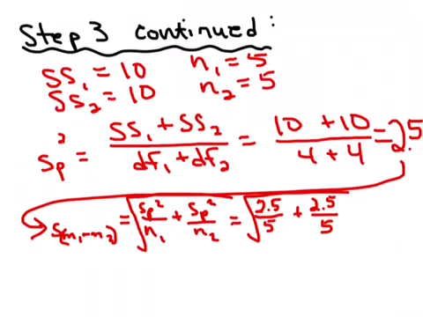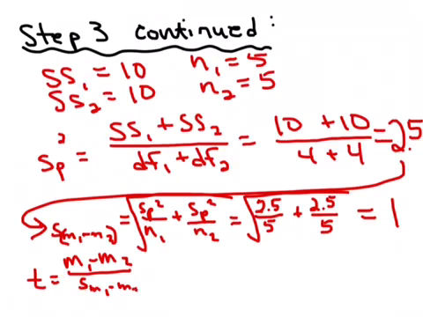So basically is what I do in my calculator is do 2.5 divided by 5, so you should get 0.5, and I go times 2, which is 1, and then I take the square root of that answer, which we know is 1. So now we have everything we need to calculate our t obtained. So if you remember, t obtained equals m1 minus m2 over estimated standard error of the mean difference. Okay?